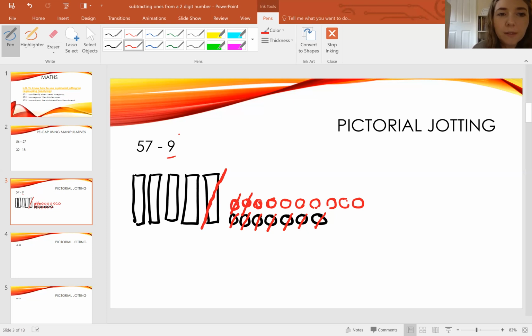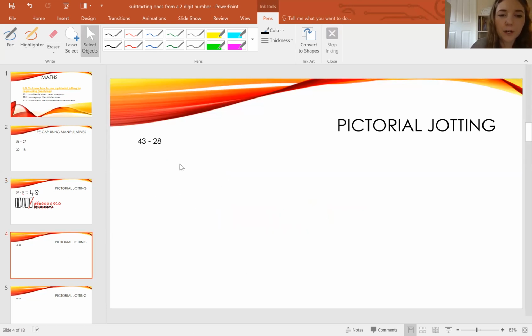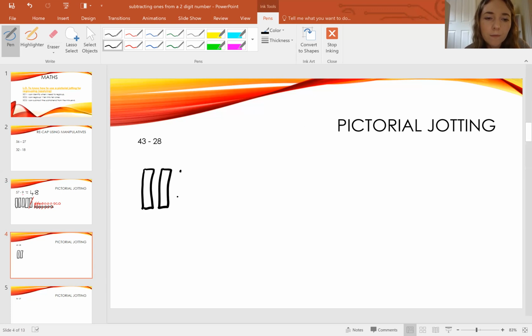So now we just need to count up and see how many we've got. 1, 2, 3, 4 tens. 1, 2, 3, 4, 5, 6, 7, 8 ones. So our answer is 48. Okay, I'm going to show you again and then it'll be your turn to have a go. So this one's 43 take away 28. So we're going to draw the minuend first. 43, 4 tens, and 3 ones.